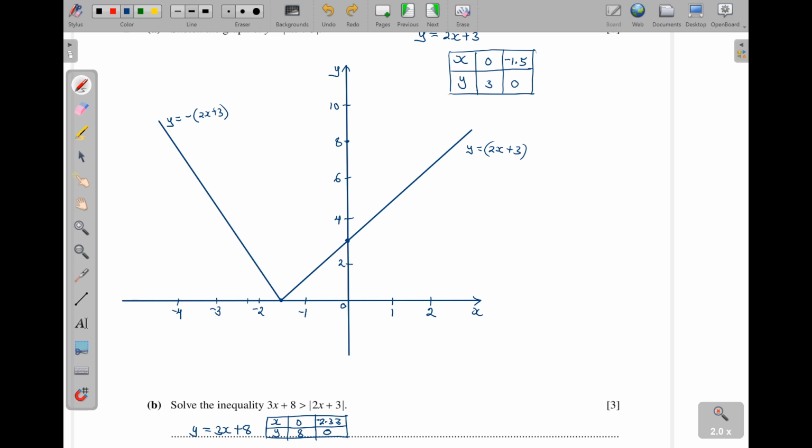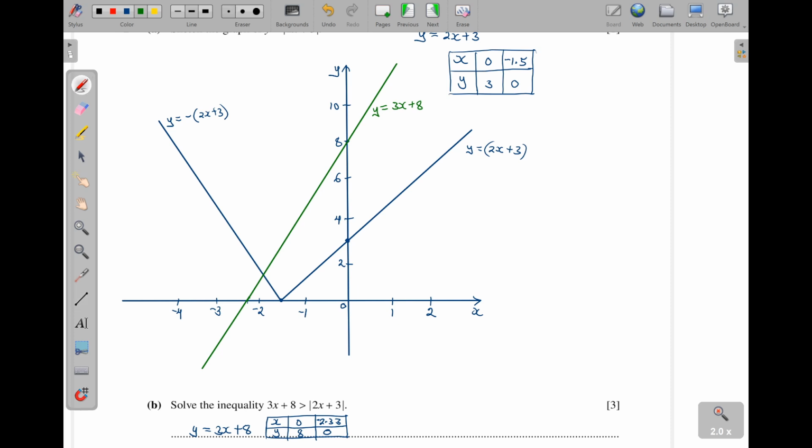Okay, then I can draw, but I'm going to use maybe this green one. Okay, let me use the green one. So I'll draw a line that passes through 8 here, like this. So this one I can label as y is equal to 3x plus 8. Okay, actually this one can continue because it doesn't have the modulus signs, so I can continue it down.